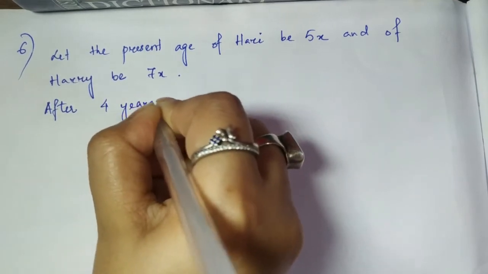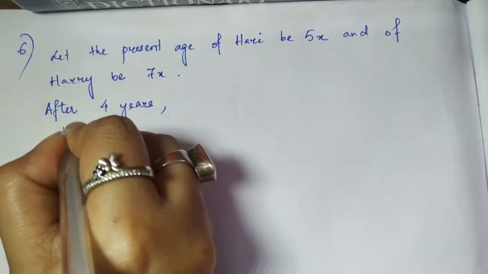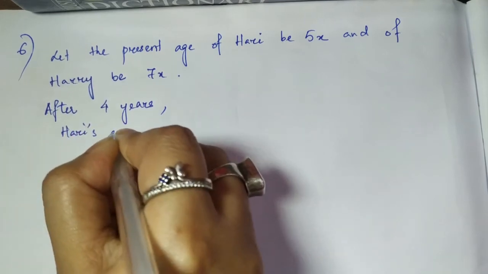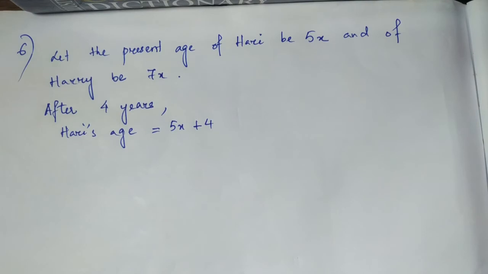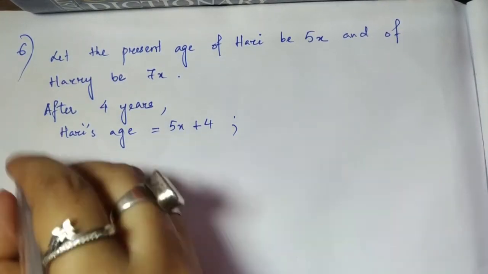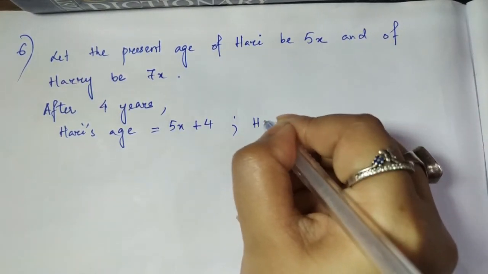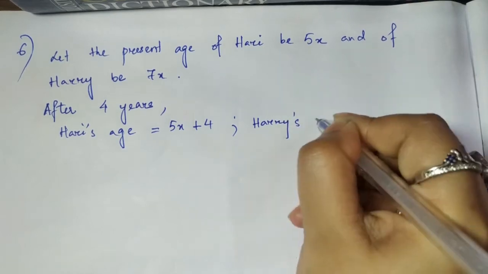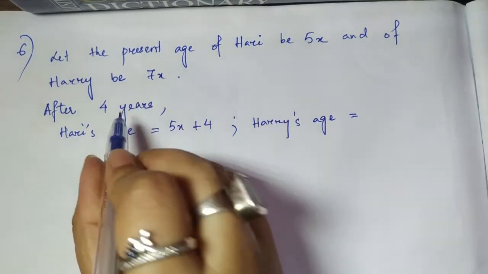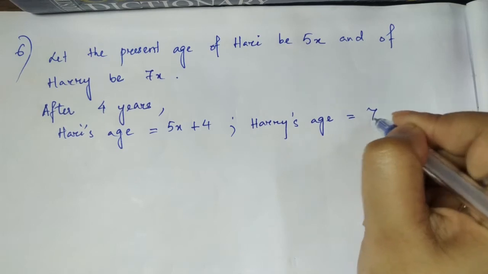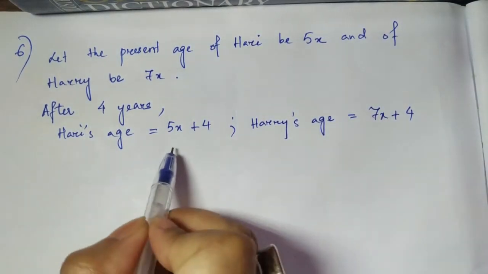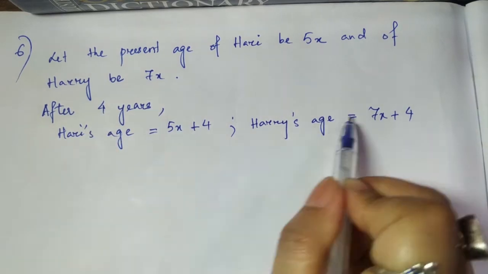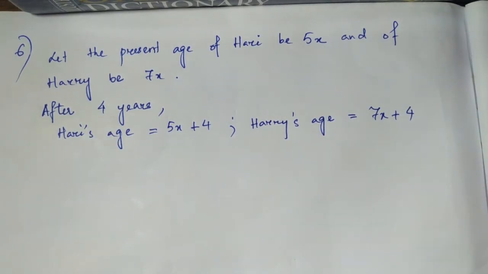So let's write down. After 4 years, Hari's age will be whatever is its present age, that is 5x plus 4, right? And you can write in the next line also. Harry's age will also be the present age, that is 7x plus 4, because it's 4 years later. If you take 5 years, it will be plus 5. If it is after 10 years, then it will be plus 10. And if it is before, then you do minus.